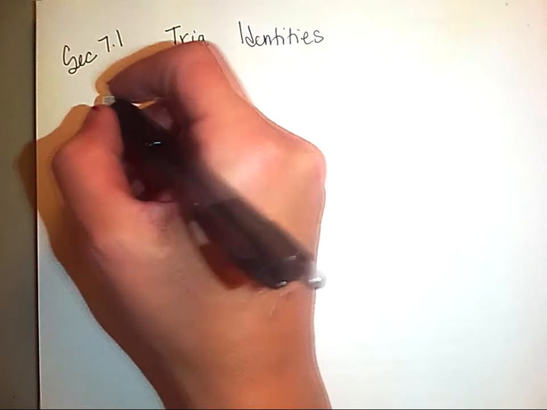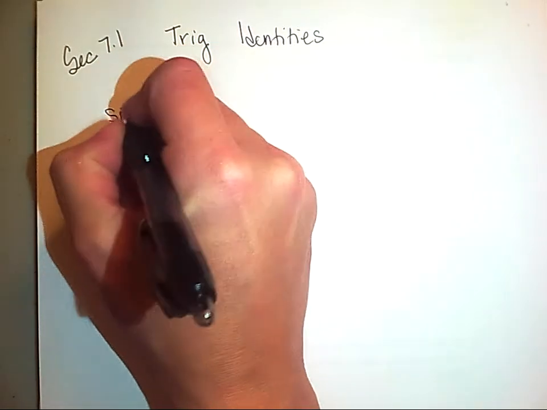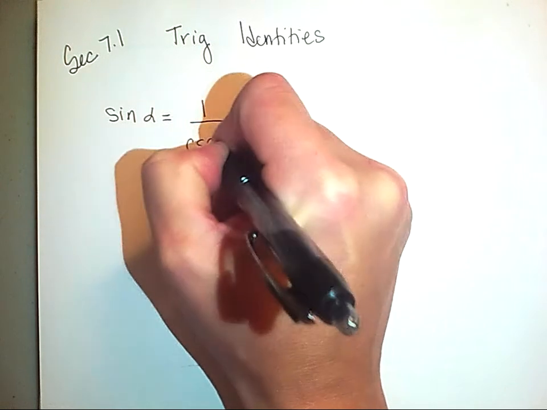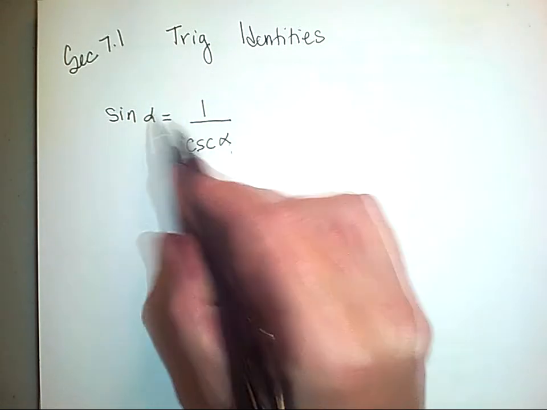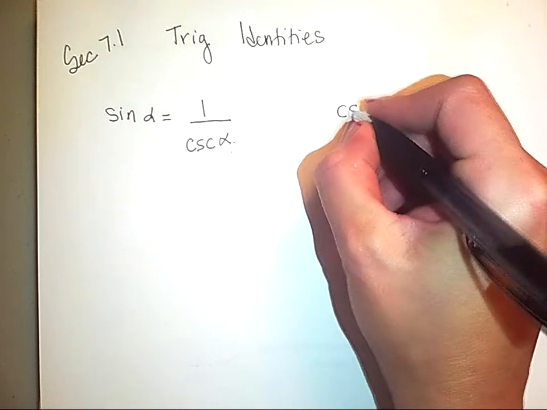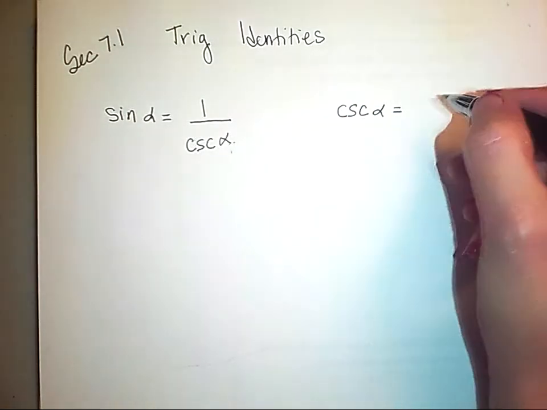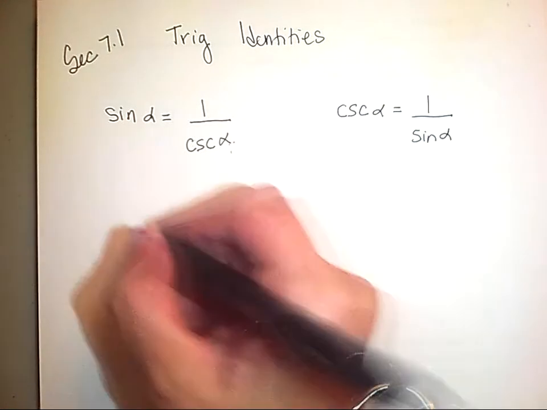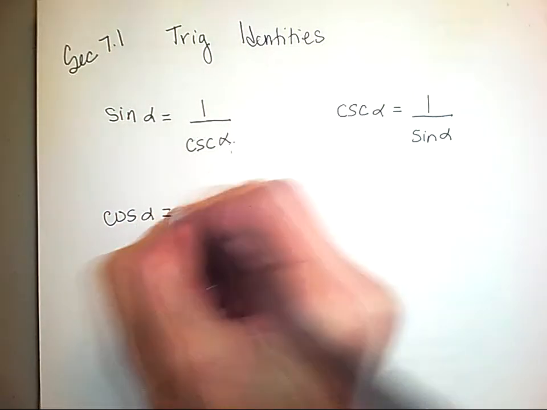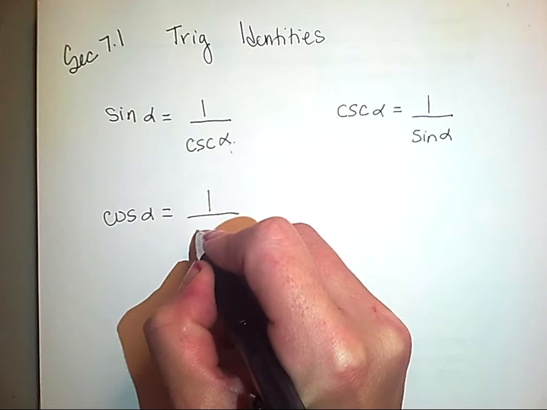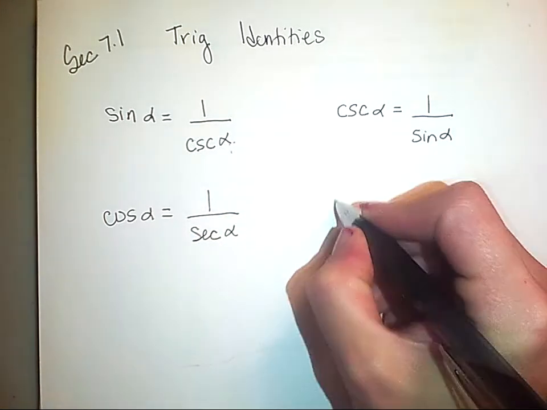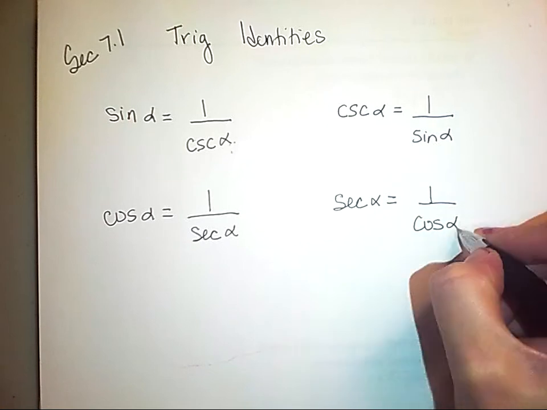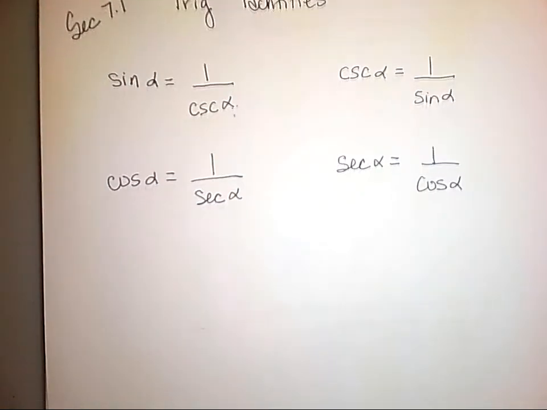Well, for one thing, we know that the sine of alpha, we could rewrite that as 1 over the cosecant of alpha, and that'll be true for any angle alpha. Usually, though, it's more helpful when we do it the other way, that we say that the cosecant is 1 over the sine. We also then have the cosine of alpha. We could write that as 1 over the secant of alpha, or we could write the secant of alpha as 1 over the cosine of alpha. This is true for all values of alpha.